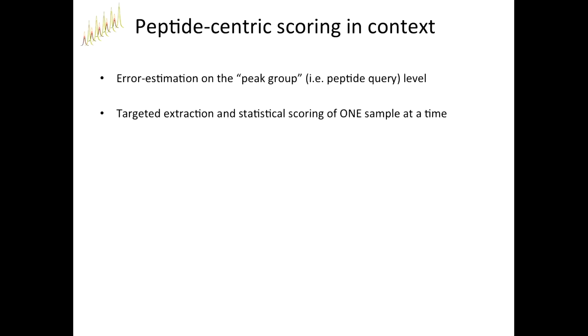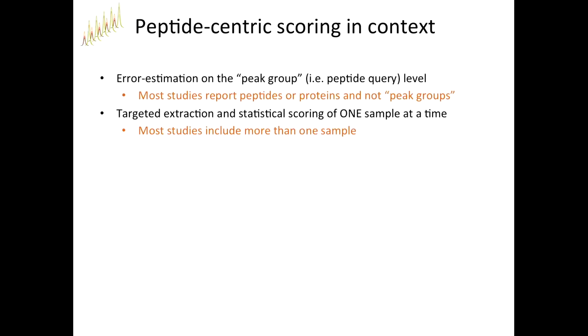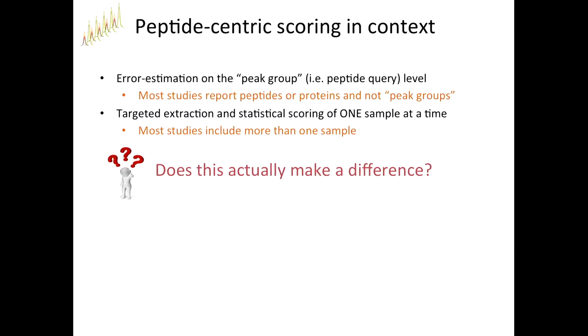However, when you look at this workflow, there are 2 things that probably come up. One is that you do the error estimation on the peak group level or peptide query level only. The second is that you do this targeted extraction and statistical scoring on 1 sample at a time. But if you think of your experiments in your lab, most studies report peptides and proteins, and not actually the peak groups or peptide queries. And most studies include more than just 1 sample. So the question is, does this actually make a difference?